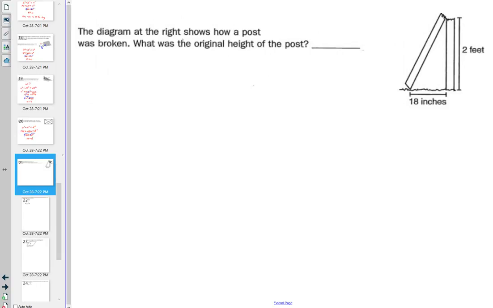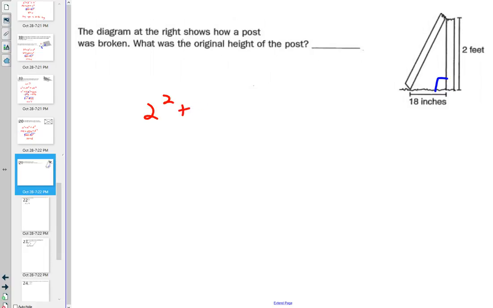The diagram at the right shows a post that was broken. What was the original height of the post? Ooh, it's a trick question. So this is a pole that snapped, right? The way it's drawn, obviously this is a right triangle because we assume that the pole was erected vertically. So that's a right triangle. What side of the right triangle are we looking for? We are looking for the hypotenuse, so let's find it.